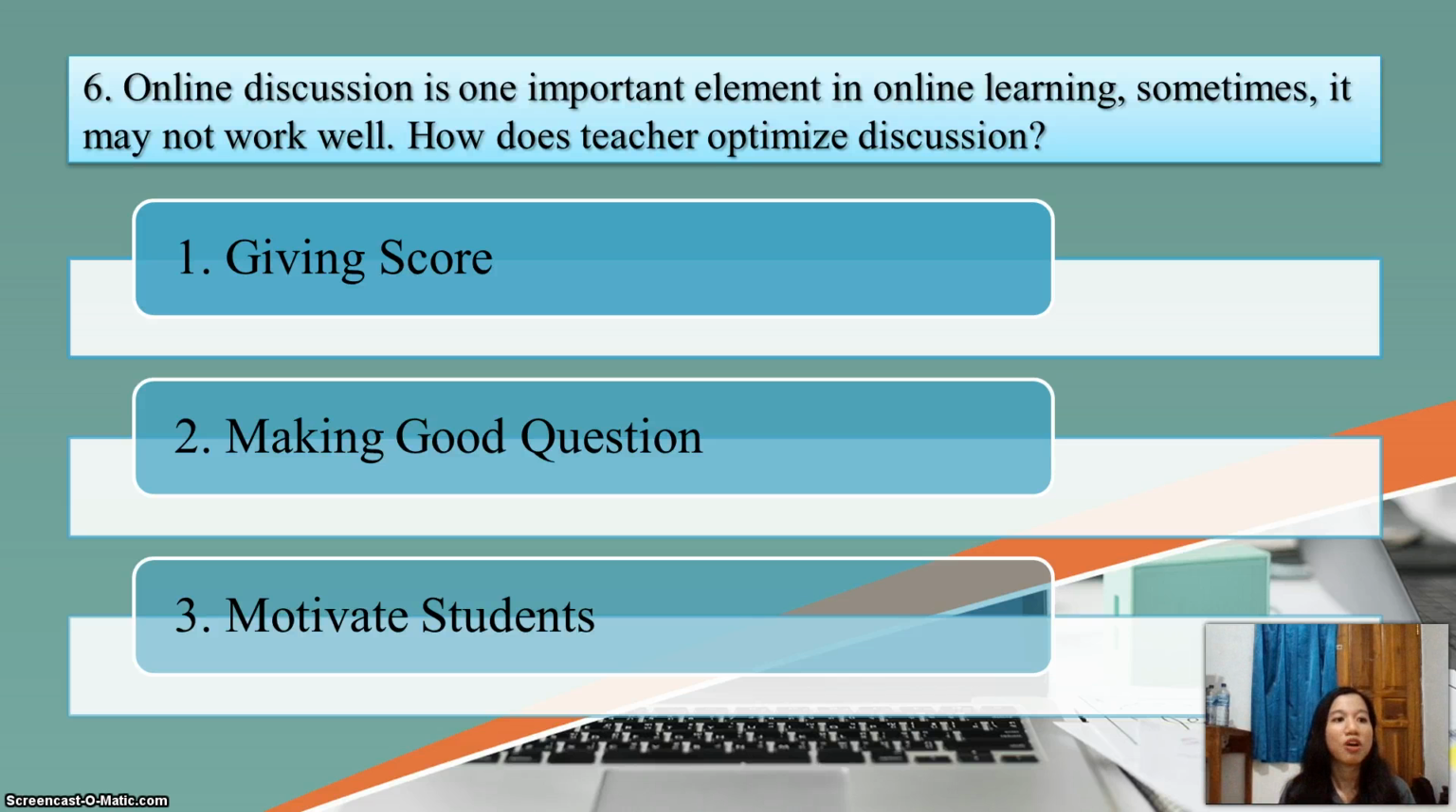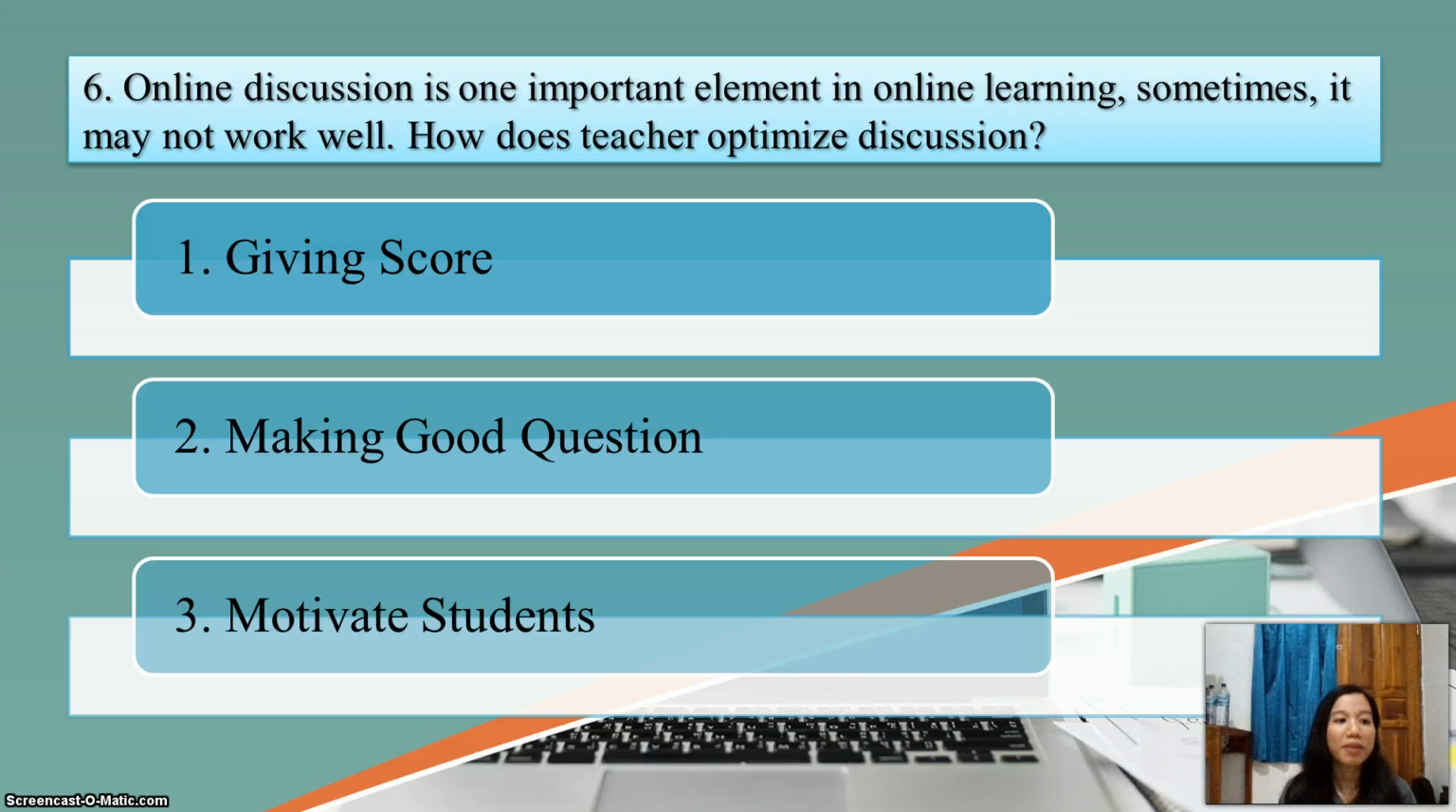So now, question number C is about online discussion. It's an important element in online learning. Sometimes it might not work well. How does the teacher optimize discussion? Actually, there are several things that the teacher can do to optimize the discussion. The first is giving scores. Giving scores in online discussion is the biggest key to making the online discussion successful. Giving scores can encourage students to participate in the discussion. If there is no grade assigned, students are not likely to participate.